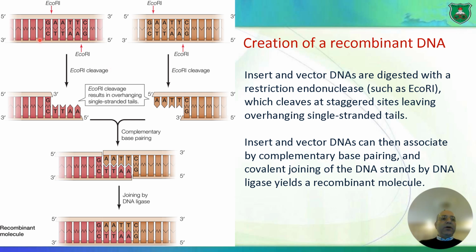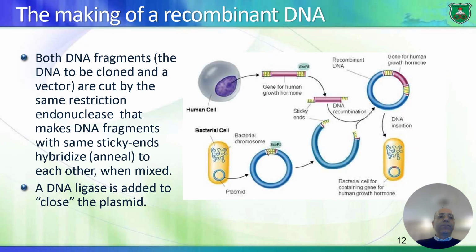So we take the plasmid DNA, we take our insert, and we add EcoRI to each one of them, creating cohesive ends. Now these two ends are complementary to each other. When we add them to each other, they're going to hydrogen bond. We add a DNA ligase, and the DNA ligase forms a permanent linkage between the plasmid and the DNA of interest.